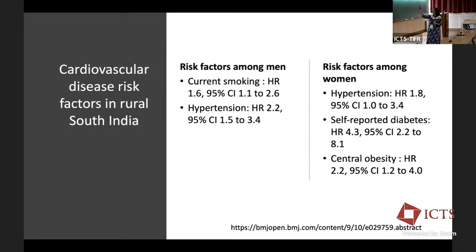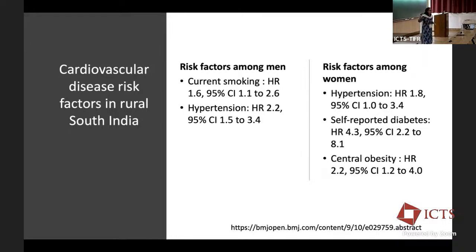So the diabetes was a very important risk factor for women, but not in men. But what was striking was, and that's why my obsession with hypertension, as I told you yesterday, hypertension is a most important risk factor, no matter what age, what gender, which part of the country, which part of the world. So that's one of the very important predictors of heart attack or stroke.